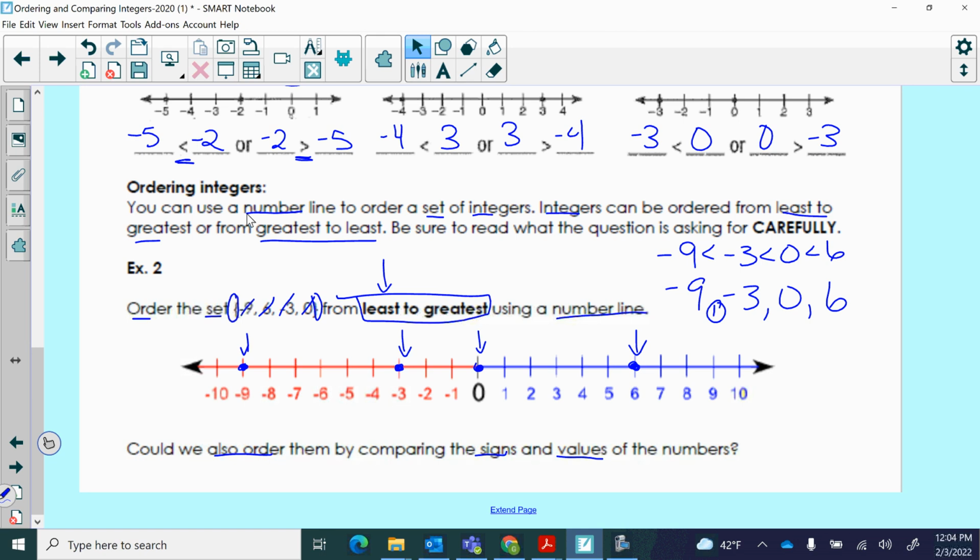Now, could we also order them comparing the signs and values of the numbers? You can, because I know any negative number is going to be smaller than a positive. So by looking at the sign, if I know I have a negative and a positive, the positive is automatically going to be bigger. Then I can also look at the values, or the magnitude, how large the number is. On the negative side, the higher the number, the smaller it is. On the positive side, the higher the number, the bigger it is. That's the part you have to remember. Okay?